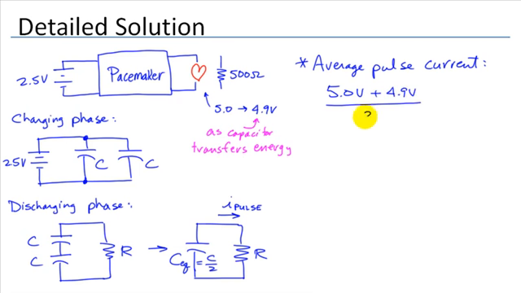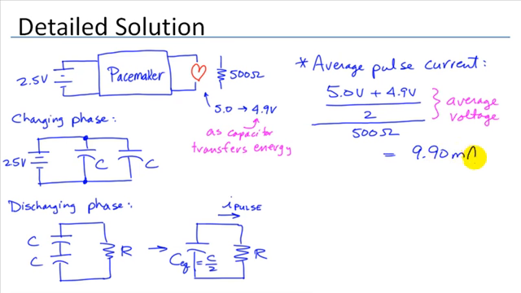Now the average pulse current would be the average of the start point and the end point. So I'll sum those together and divide by 2. That's the average voltage, and then when divided by the resistor value of 500 ohms, that gives us an average current of 9.90 milliamps.